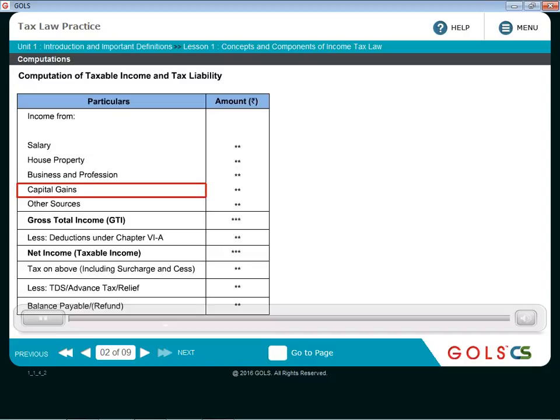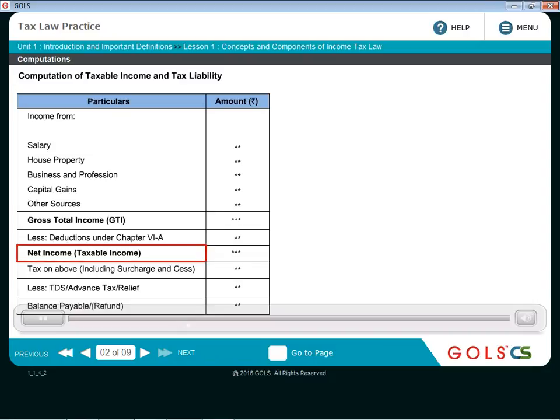When a person transfers a capital asset and generates some profit or loss out of it, then it will be considered as his income from capital gains. And lastly, any other income which is not falling under any of the categories would be considered as income from other sources. In other sources, there are certain specific incomes which are also taxable. So we'll consider all the heads of income.